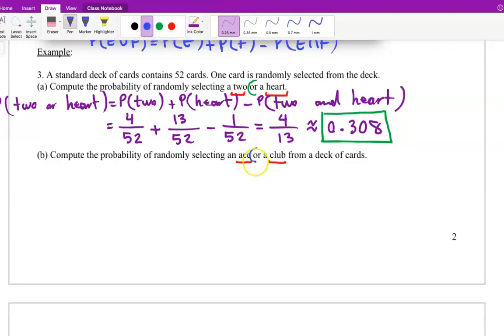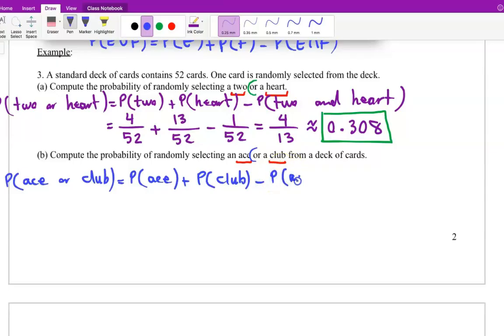So exactly the same as that one. We have something in common. Again, adding each one, and then subtract what we have in common: ace and club.